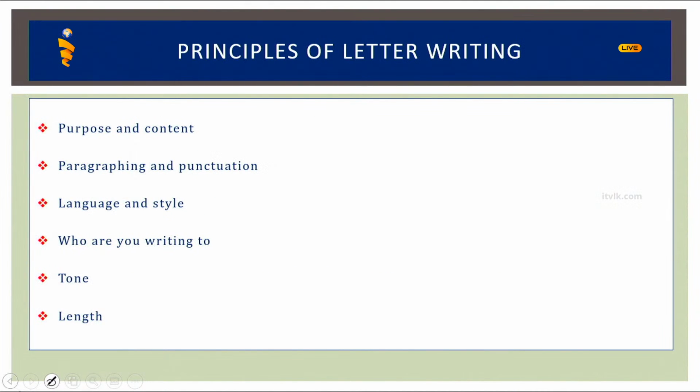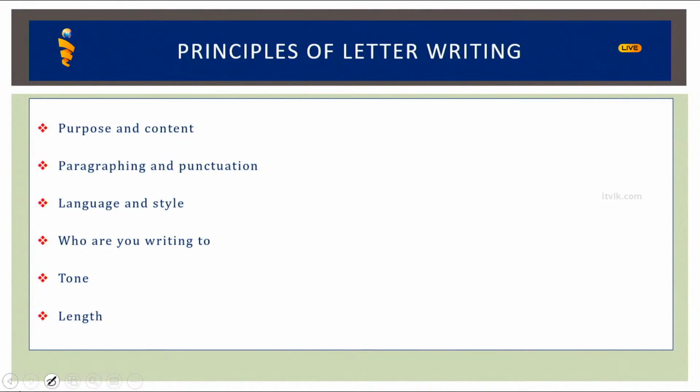So children, when we write a formal letter, there are things that we have to consider. The first one is the purpose and the content. Purpose. Why do we write this letter? Second one, the paragraphing and the punctuation. You have to be very careful what you are going to write in these paragraphs. Are you going to write many paragraphs here? No, it should be very short. And then the language and the style. Language should be very direct and simple, and the style also like that.